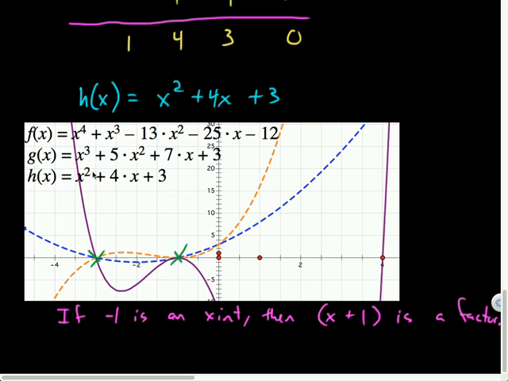How could I do that? Well, you guys are really good at factoring quadratics. And I suspect that this one's factorable because these look like they're going to be rational answers. So it should be factorable. But let's do this. X squared plus 4x plus 3.